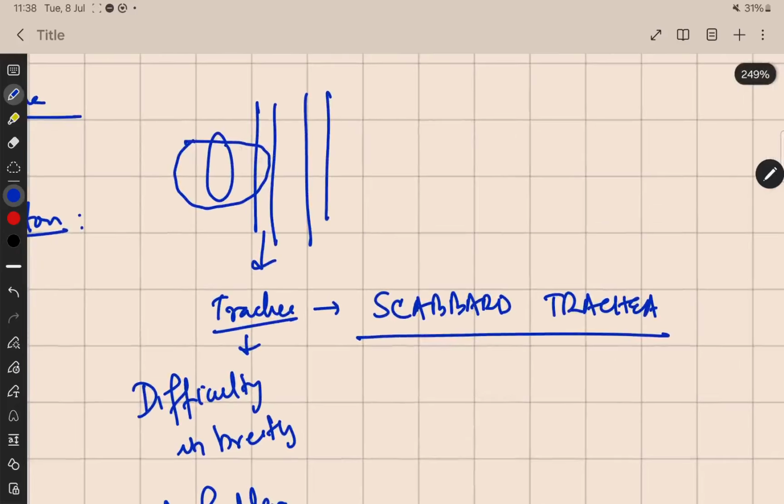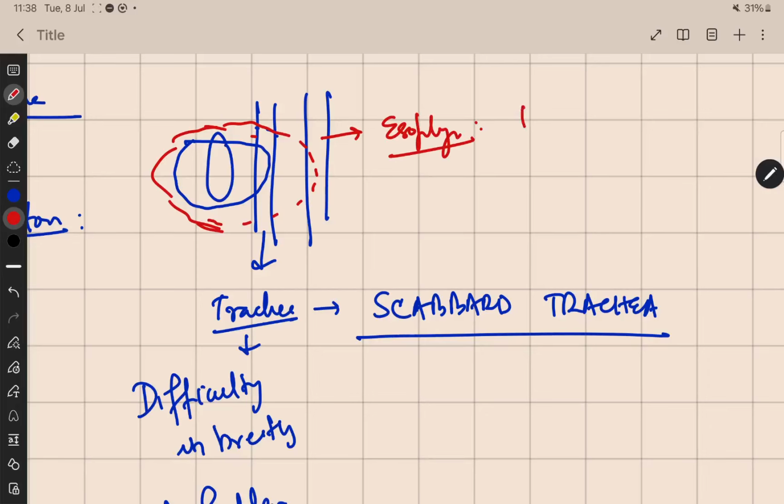Second is the esophagus. If it is a very large goiter, then it can also compress the esophagus as well. If it compresses the esophagus, there will be a symptom of dysphagia.